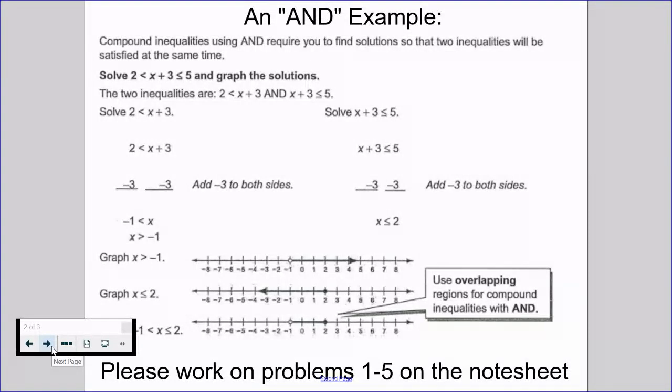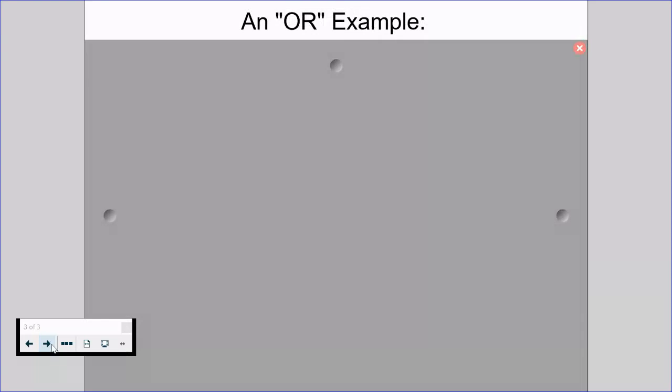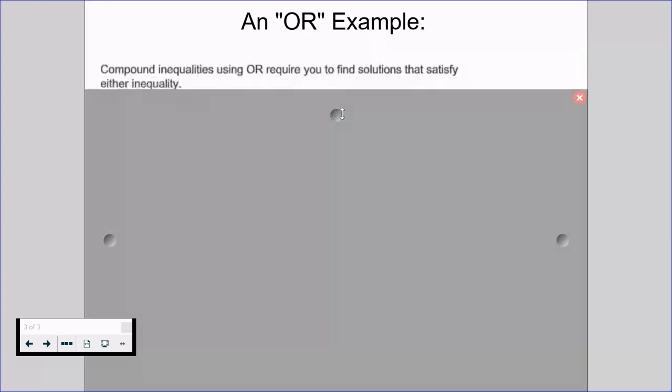All right, if you listen to my voice, that means you worked on problems 1 through 5 on the note sheet and you're ready to move on and talk about an OR example. So with an OR example, we're talking about something that's going to happen, but not at the exact same time. So compound inequalities using the word OR require you to find solutions that satisfy either inequality. In this setup, we're going to be looking for answers that happen in one or the other.